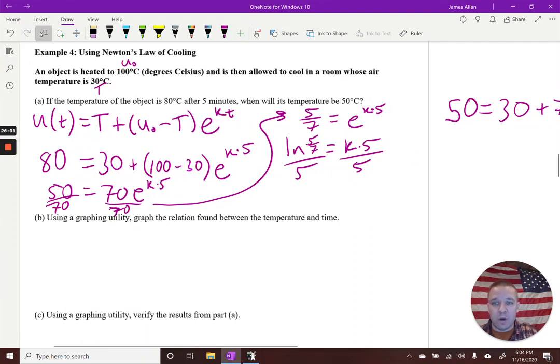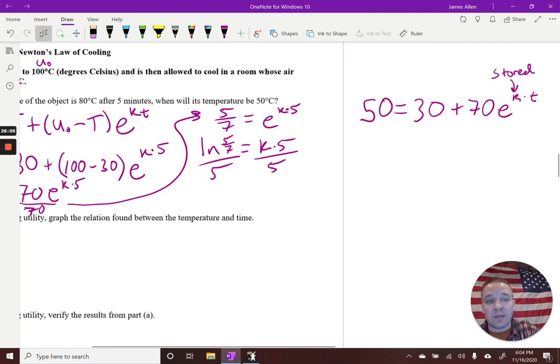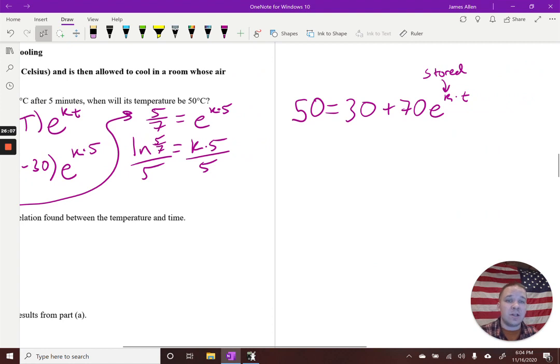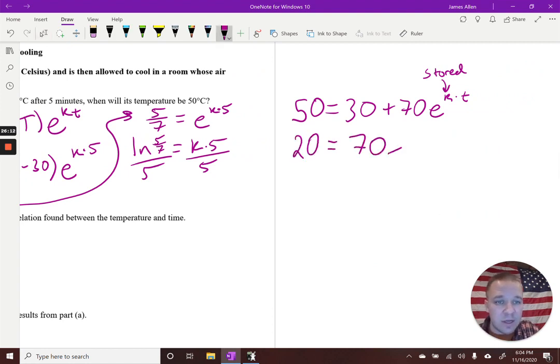The 30 has stayed the same. The 100 minus 30 stayed the same to be 70. E to the, now we know what K is. We're solving for T, so let's go about this algebraically. I'll subtract 30 and get 20 is equal to 70 E raised to the K T. Divide by 70, I get 2/7.